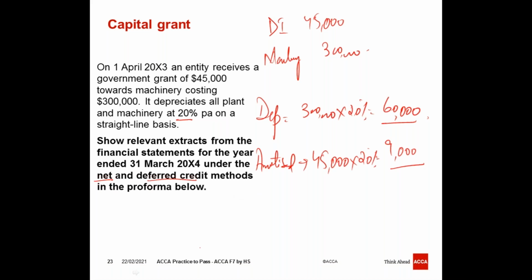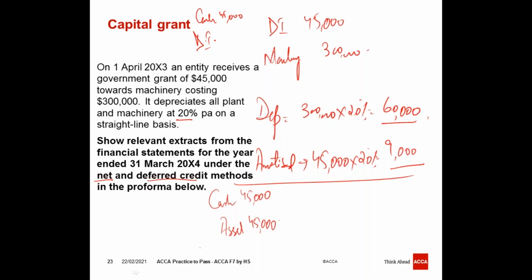Now the second treatment is whatever grant that you will receive, cash debit 45,000, should be adjusted against the cost of the asset. Asset will be credited by 45,000. In the previous situation, we made the accounting entry cash debit 45,000 and deferred income credit 45,000.